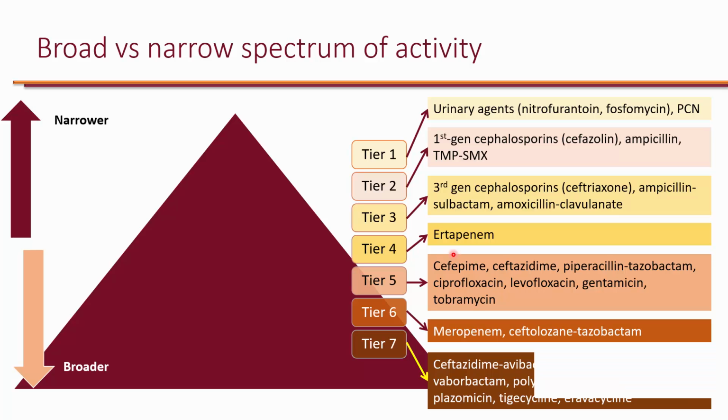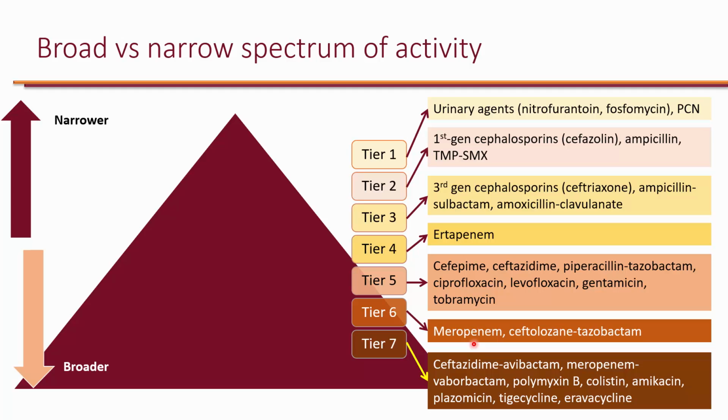up. Now, tier 6, which includes carbapenems such as meropenem, as well as ceftolozane-tazobactam. These are active against multi-drug resistant Pseudomonas, so they should be reserved for multi-drug resistant Pseudomonas. Meropenem is also used for ESBL-producing Enterobacteriaceae, as well as ertapenem, because ertapenem and meropenem are carbapenems, and carbapenems are typically drugs of choice for ESBL-producing Enterobacteriaceae.